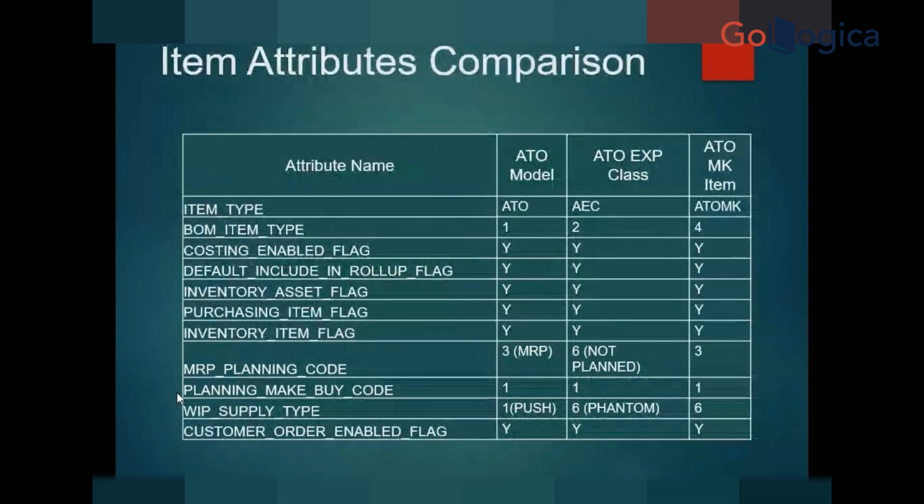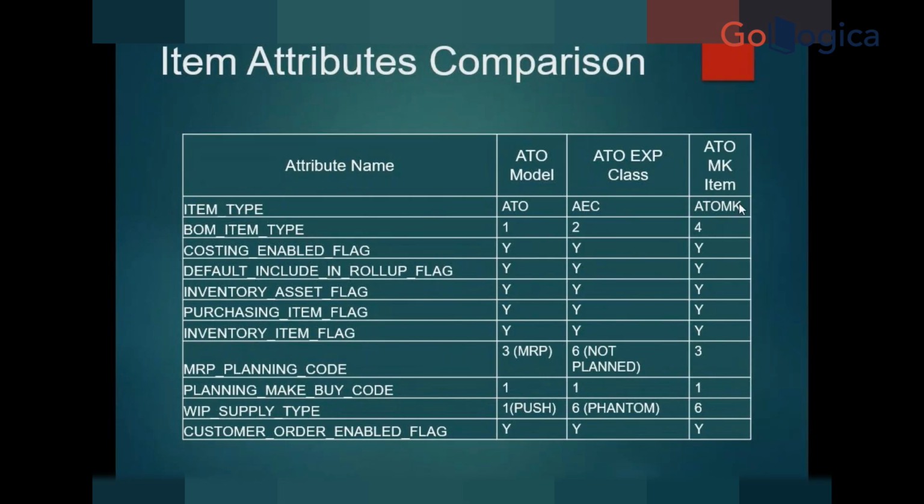So this is the comparison I just made, the item attributes comparison. Basically, when you assign this ATO model, ATO option class, and standard item, see, I told you, the BOM item type. When you assign the ATO model, it will act as one in the table. These are all table values, seeded in Oracle.